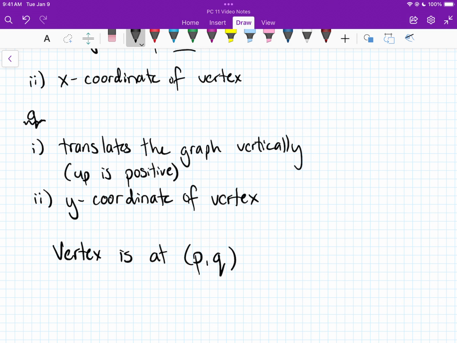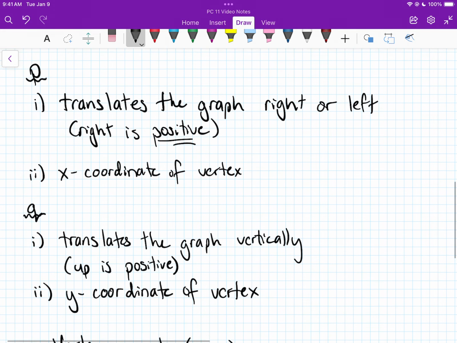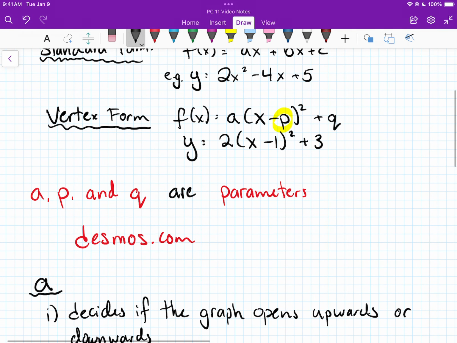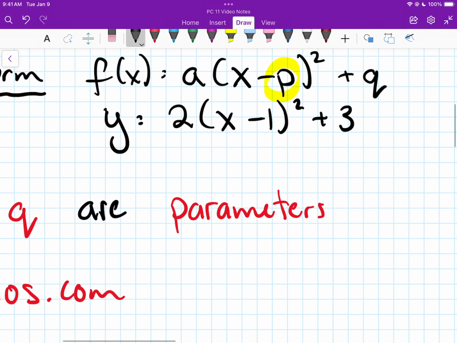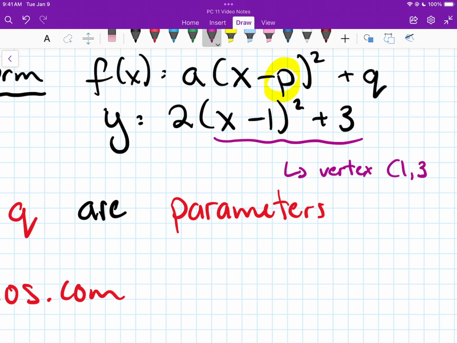So if we scroll back up one more time and we look at that other function that I gave you as an example, in this case, our P value is 1, our Q value is 3, and so our vertex here is at 1, 3.